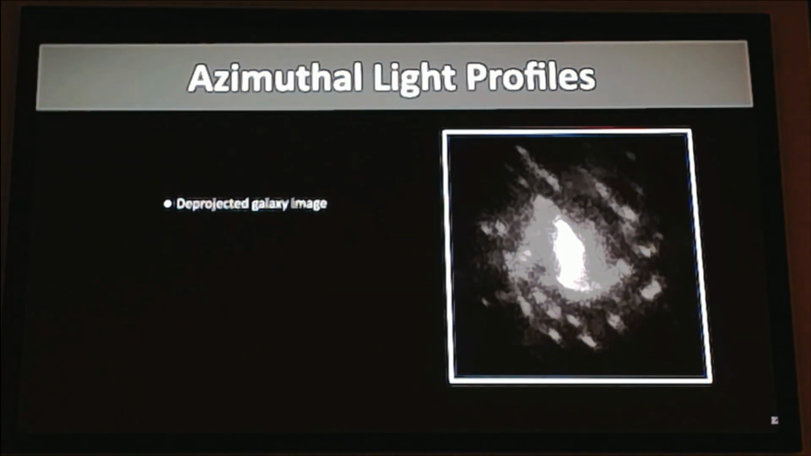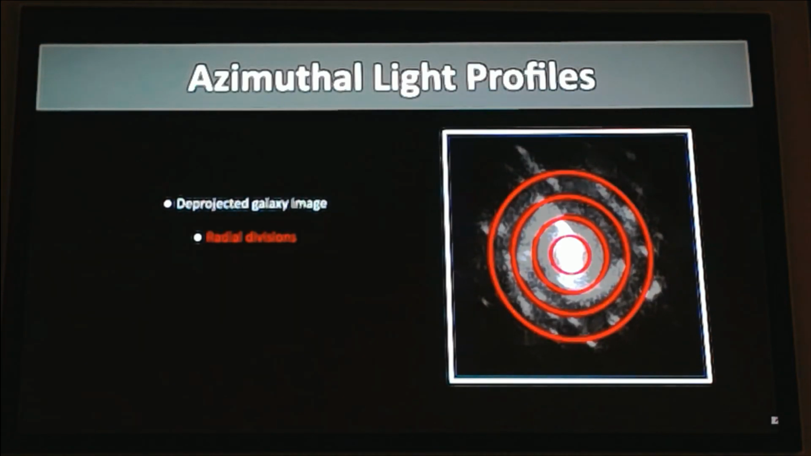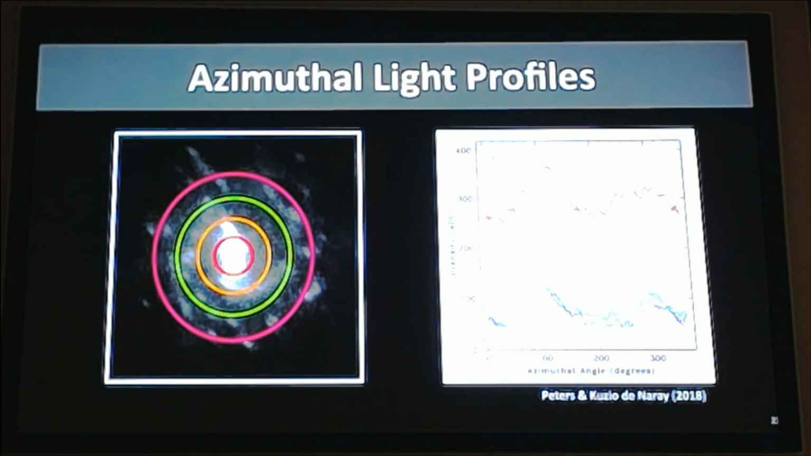Generally, when we think about a light profile of a galaxy, we're just starting in the center and moving out radially with the average light as a function of radius. An azimuthal light profile doesn't make any such averaging. It takes a deprojected galaxy image, so that simply takes your on-sky image and manipulates it so it looks like a circle on the sky. We then fit radial divisions and azimuthal or angular divisions. By keeping these bins as small as possible, you can get an average light per radii per angle, and it looks something like this.